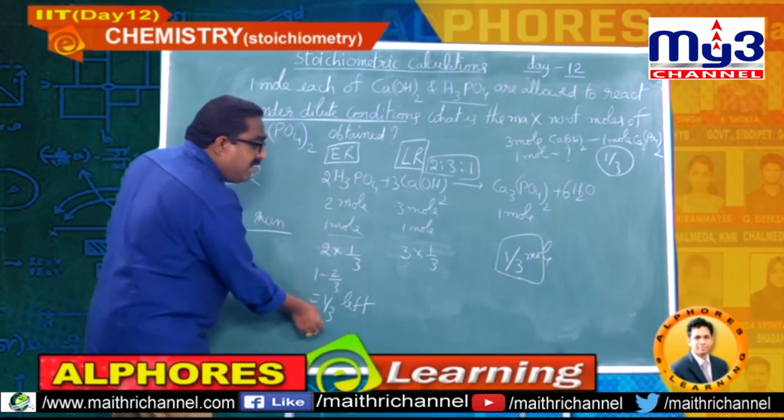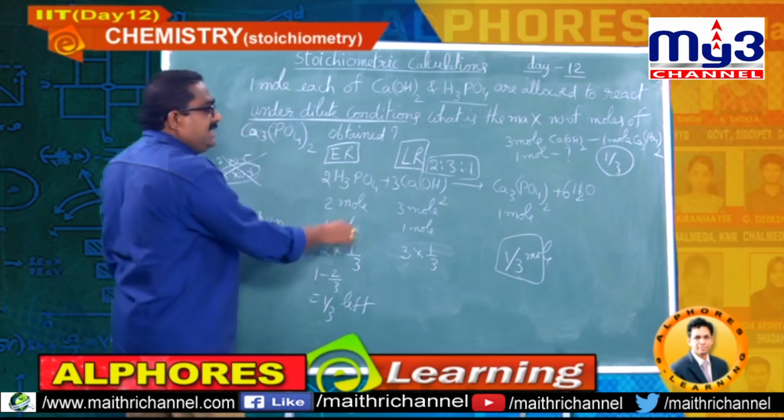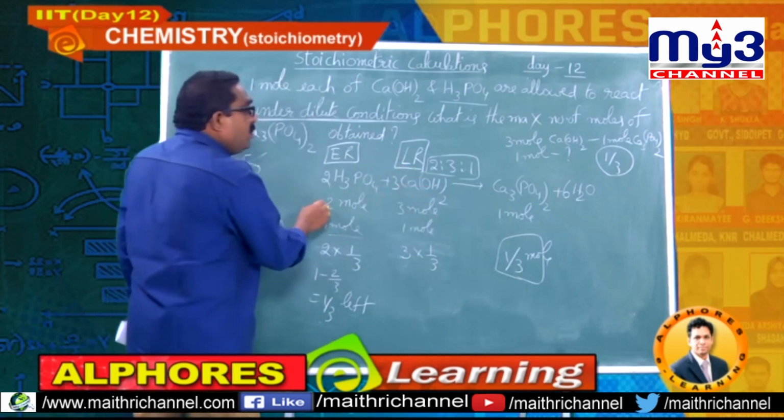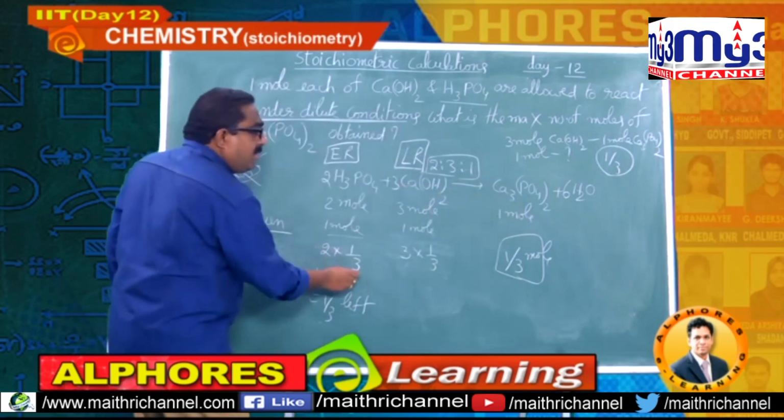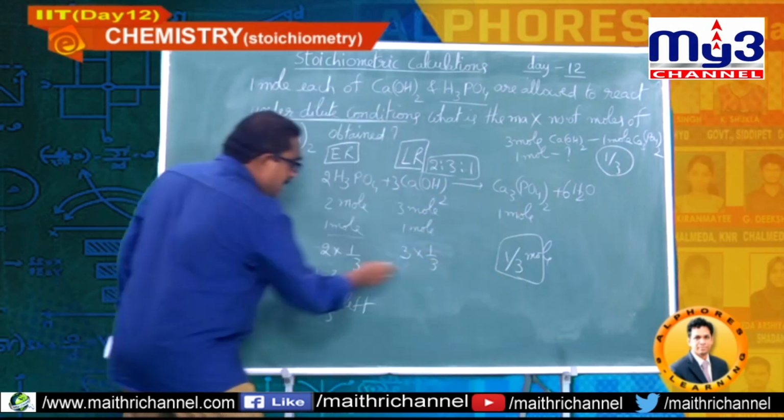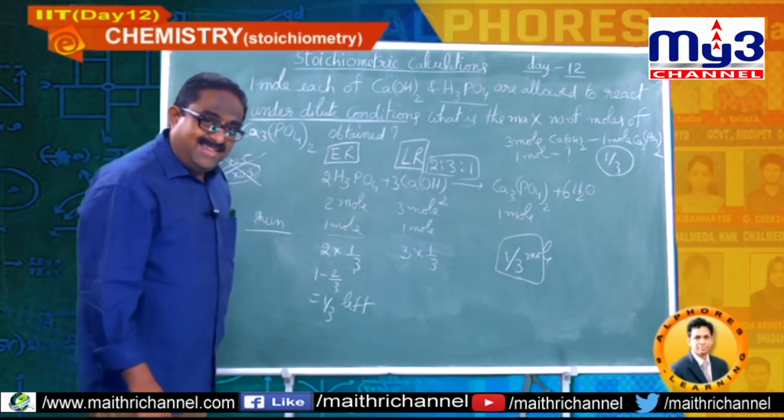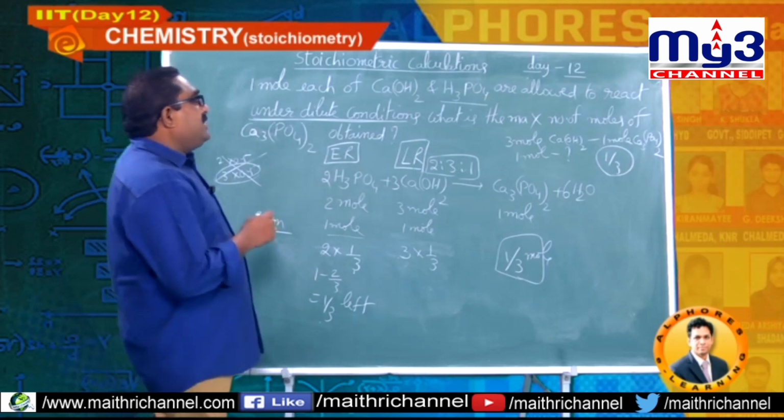Still 1 by 3 is left unreacted. So this is the excess reagent, and this is the limiting reagent. 2 is to 3 is to 1. 2 into 1 by 3, 3 into 1 by 3, 1 by 3. So the ratio does not change. Please note this down, students.